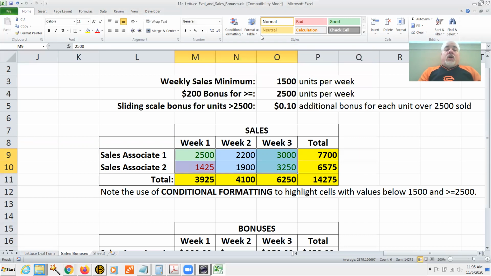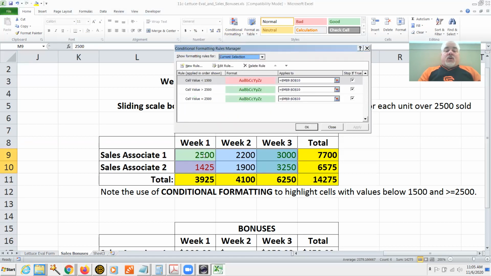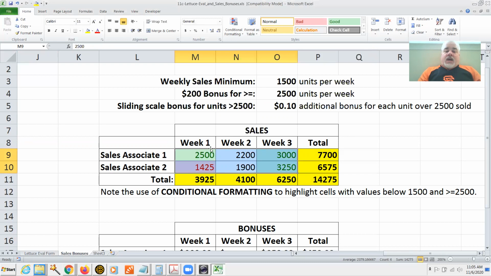All I did was go to Home Ribbon, Conditional Formatting, manage the rules based on what I've highlighted, and look at what's there. I can delete them, remove them, or add a new rule if I wanted to. But in this case, I have 3 rules. One, if it's below 1,500, it's red. If it's above or equal to 2,500, it's green. So that's the only difference in the top table. It is a new conditional formatting rule.